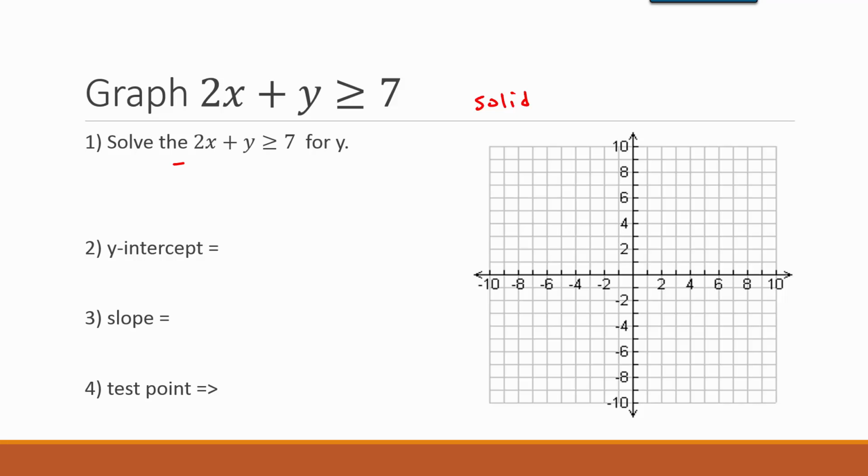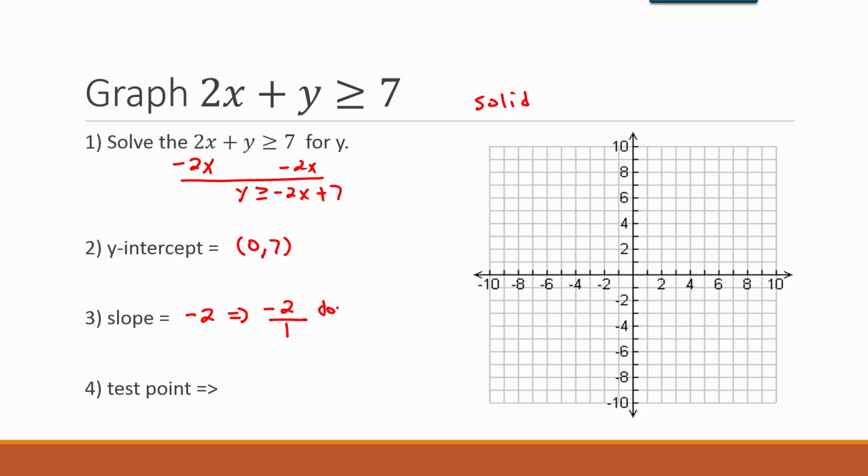However, I need to solve this equation for y, so I'm going to subtract 2x from each side. So now I have y is greater than or equal to negative 2x plus 7. So now I should be able to identify my slope and my y-intercept. My y-intercept is 7, or the point (0, 7). My slope is negative 2 for graphing purposes. Again, I want that in fraction form, so negative 2 over positive 1.